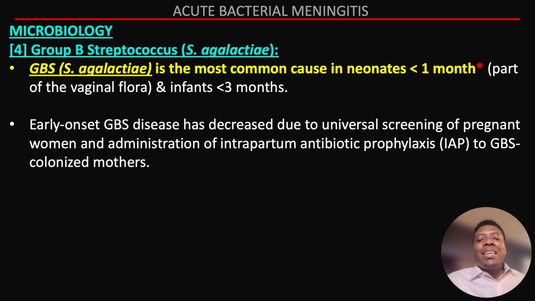Group B strep is a key feature in neonates less than 1 month of age and infants less than 3 months. And that is because group B strep, also known as Streptococcus agalactiae, colonizes the vaginal tract, and so therefore it can be transmitted to the fetus during delivery. That is why we also screen women in the 3rd trimester for GBS. And if they're positive for GBS, we often treat them with antibiotics such as ampicillin.